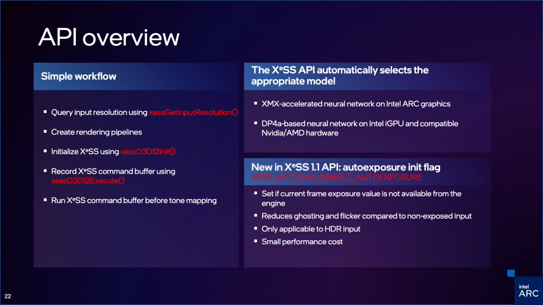Auto exposure init flag is a new feature we added to XeSS 1.1 to automatically calculate exposure when the proper exposure value is not available from the game engine. XeSS AI models are sensitive to exposure correctness, so this new auto-exposure feature helps address ghosting and flicker artifacts in situations where exposure value is not available from the game engine. Auto-exposure comes with a small performance cost, so if correct exposure value is available from the game engine, it should be used directly with XeSS.